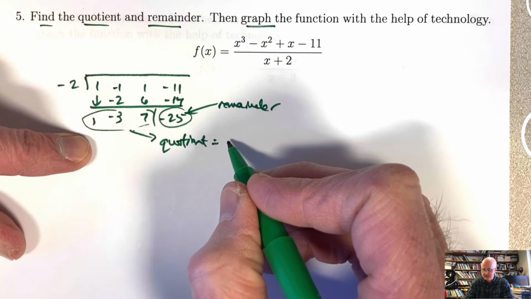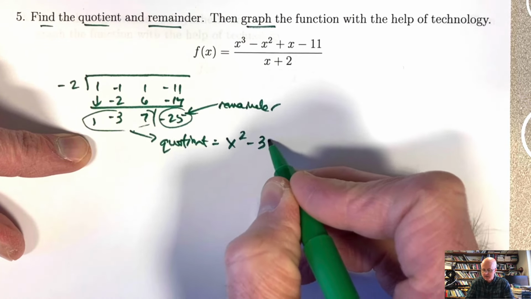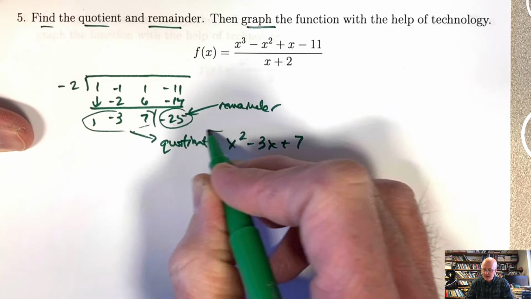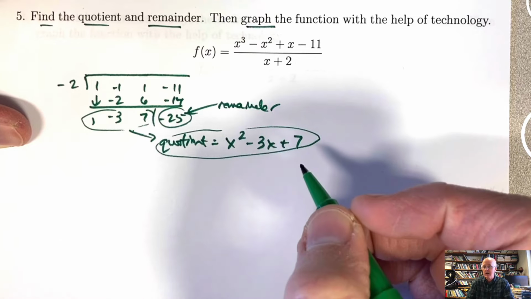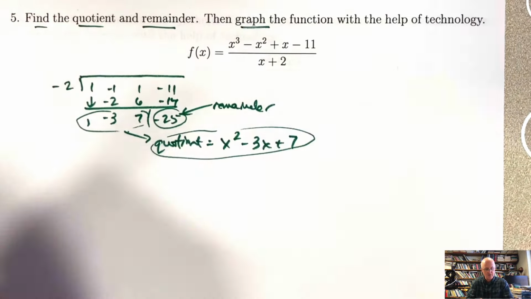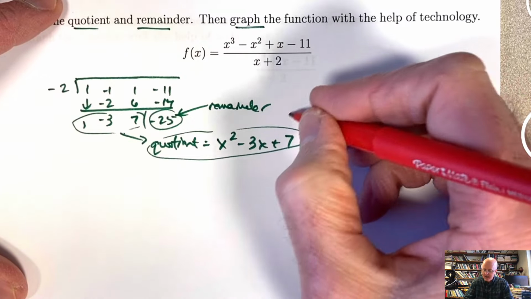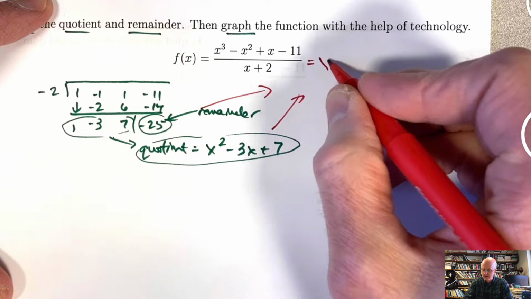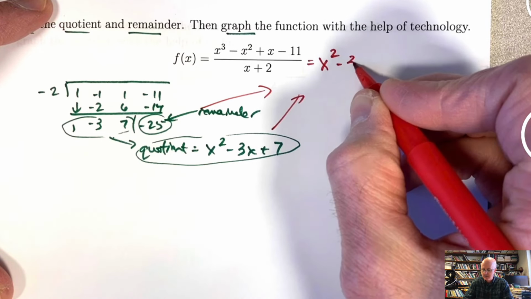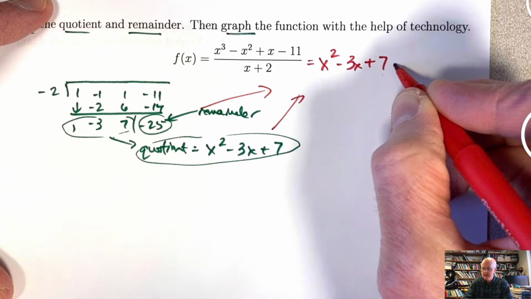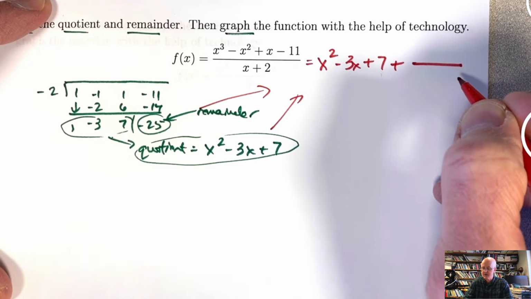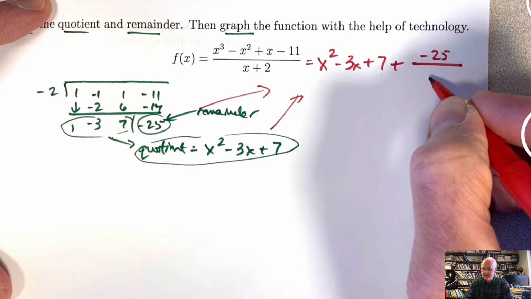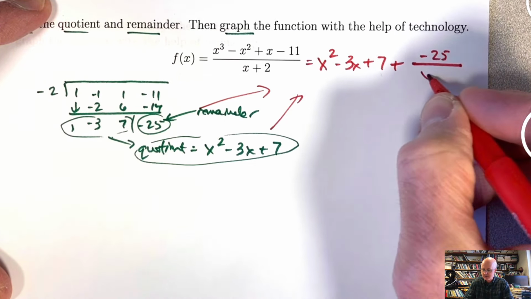Coefficients 1, -3, and 7. X squared minus 3x plus 7. That is the quotient. We've found those things. This is going to allow us to rewrite this function. We can take this information and bring it up here. We can rewrite this function as the quotient, this quadratic, x squared minus 3x plus 7, plus a new rational function where the numerator is the remainder, -25, and the denominator is the original denominator, x plus 2.